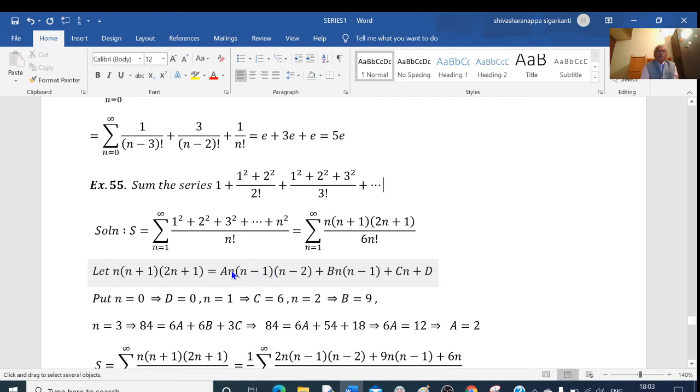Put n equal to 0, we get some value. N equal to 1, we get some value. N equal to 2, we get some value. And putting some other value other than these 0, 1, 2, then we get all these A, B, C, D. If I put n equal to 0, this whole term becomes 0, so D equal to 0. And if I put n equal to 1, this quantity becomes 0, this quantity becomes 0.